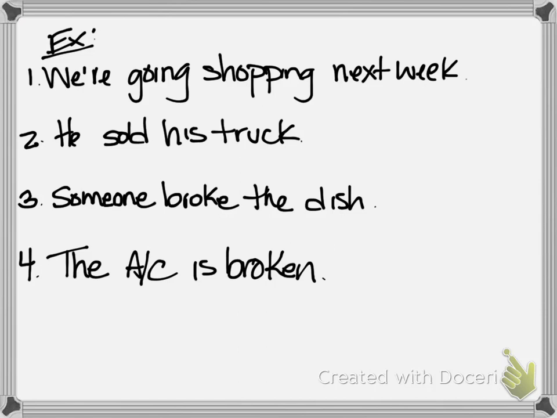Okay, let's look at some examples and let's see if you can work through these and figure out the answer. So number 1 says we're going shopping next week. Number 2 says he sold his truck. Number 3, someone broke the dish. And number 5, the air conditioning is broken. So if you follow the steps for number 1, you should be able to figure it out. Identify all the pieces: subject, auxiliary, main verb, object. Move the object into the subject position. Add a be verb. Change the main verb to past participle.